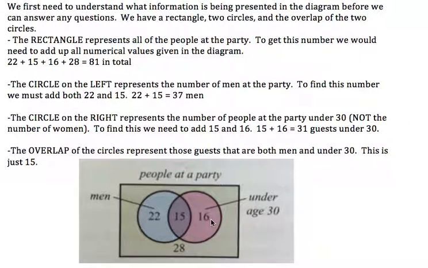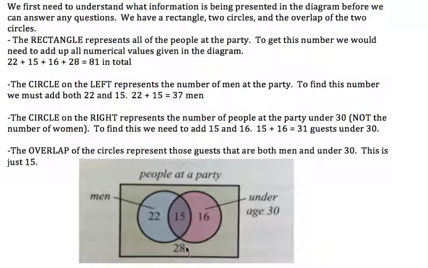What's the 16? Well, 16 is within the circle of being under age 30, but not in the overlap with the men. So if they're not men, then they must be women. So these are women that are under the age of 30.